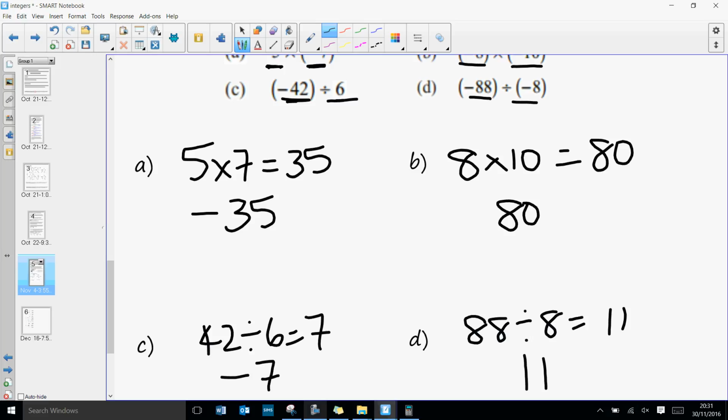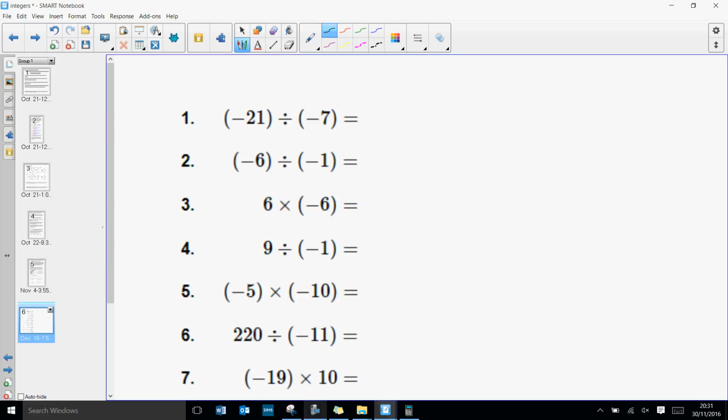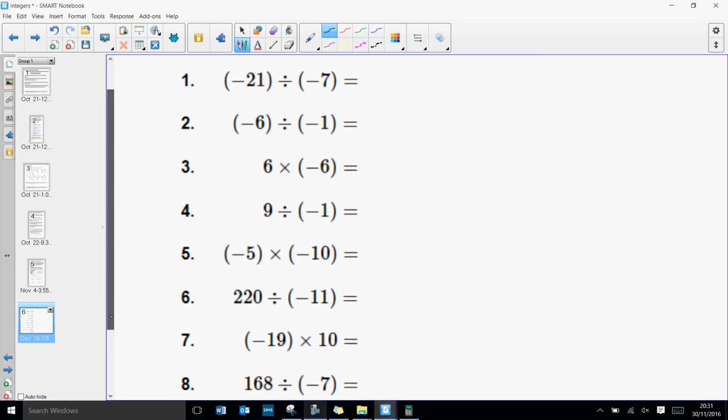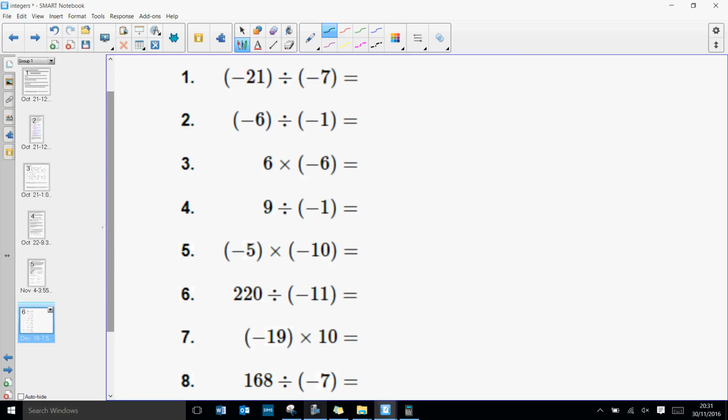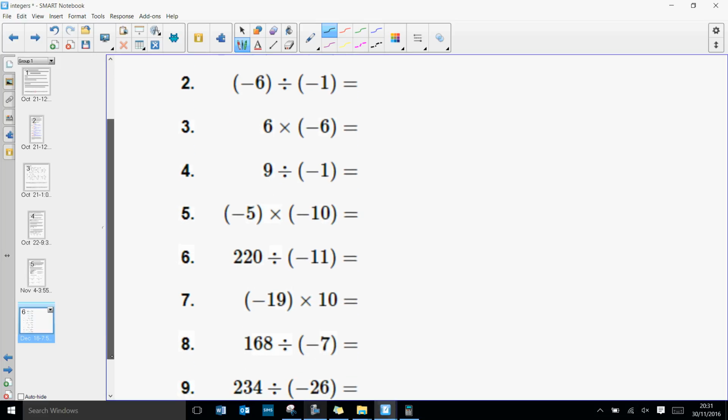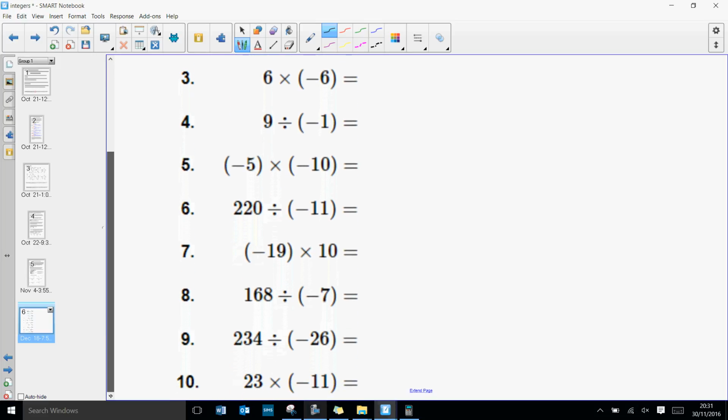Here's some questions for you to have a go at. So again, you may like to pause and write these down and have a go at them. Go down to number 10. And now I will finish them off.